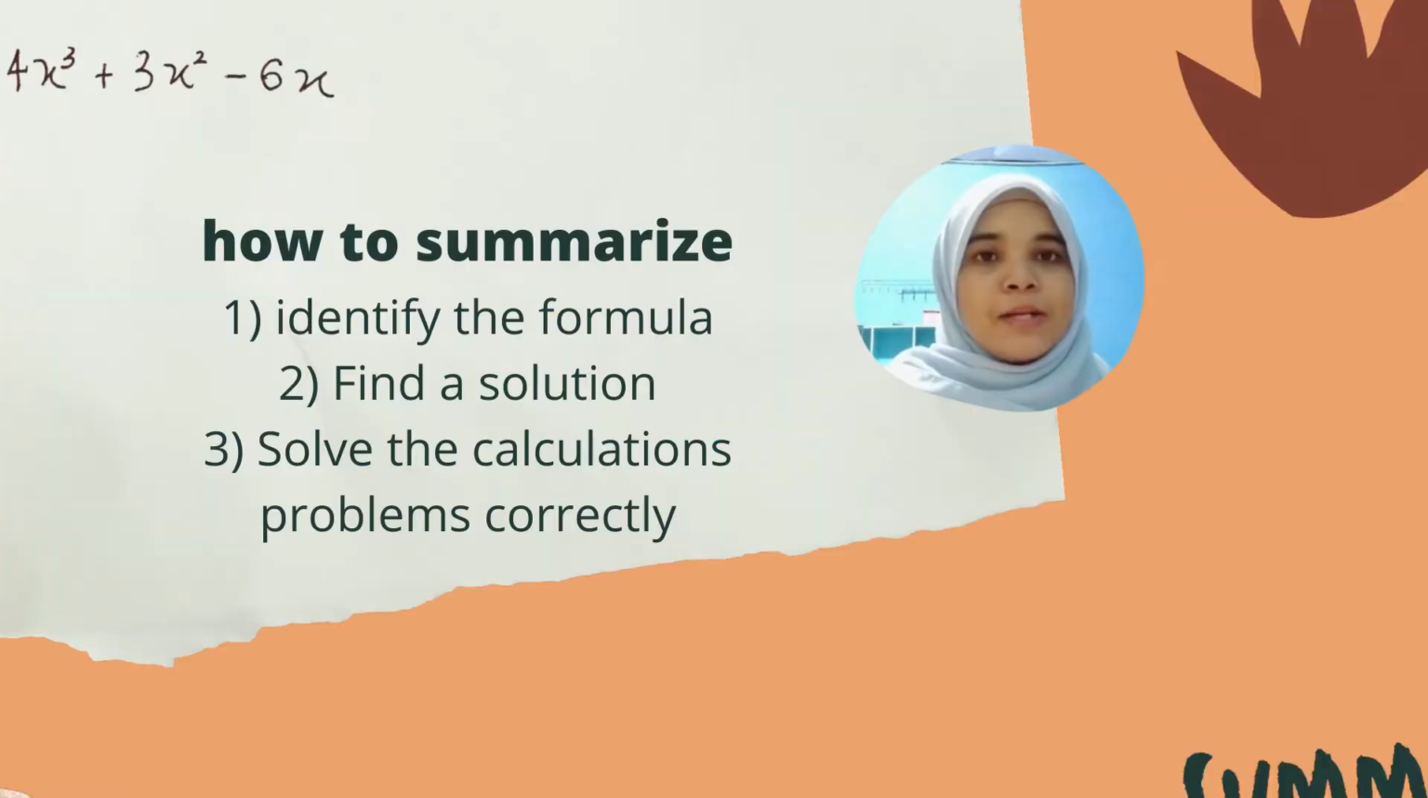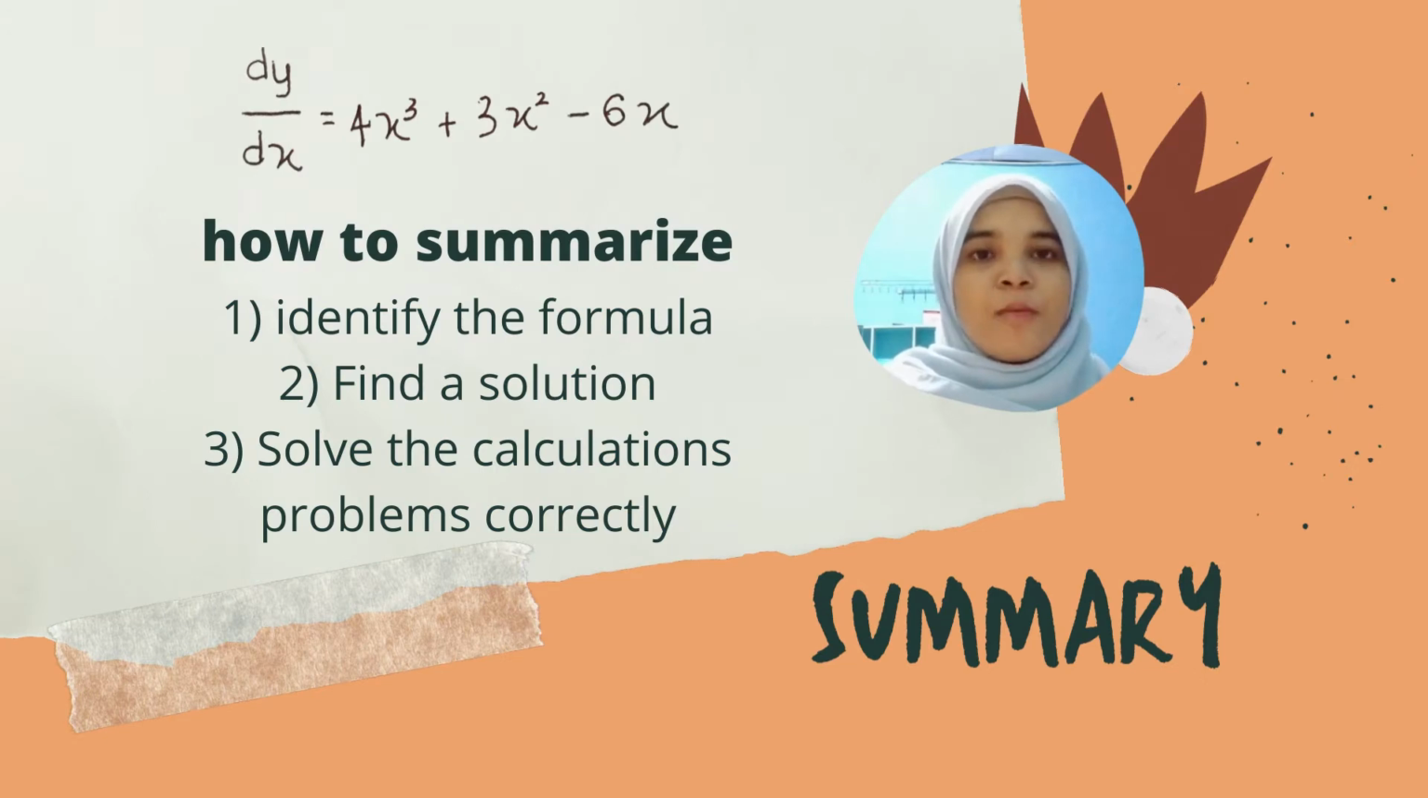The last is the summary. The summary we get is from the equation dy per dx equals 12x power of 2 plus 6x minus 6. First, you must identify the formula. Second, you should do a solution. And third, you must solve the calculation problem correctly.